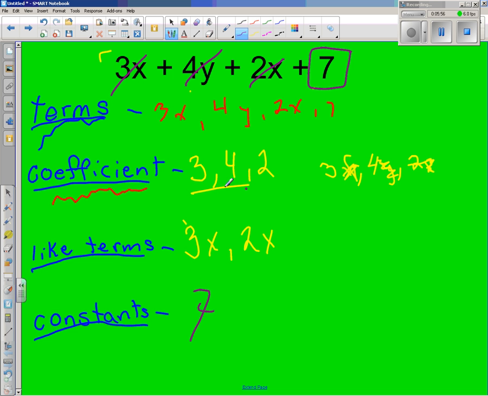That's a really weird looking 7. Sorry. Pretend it's not so weird. That's weird too, but whatever. Okay, so I have my terms, my coefficients, my like terms, and my constants.